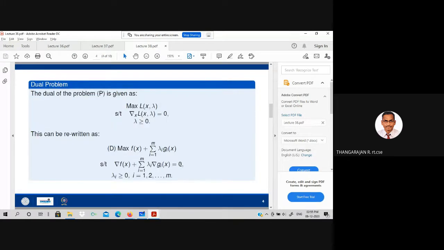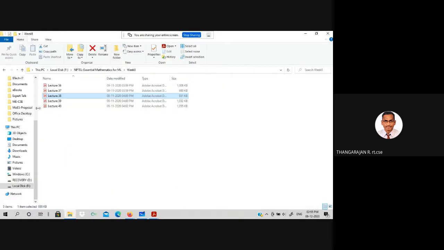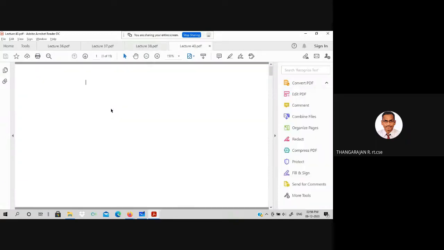So this I will skip because it is not necessary. It's an additional theorem which we have to do, but may not. Then I'll come to the last slide.